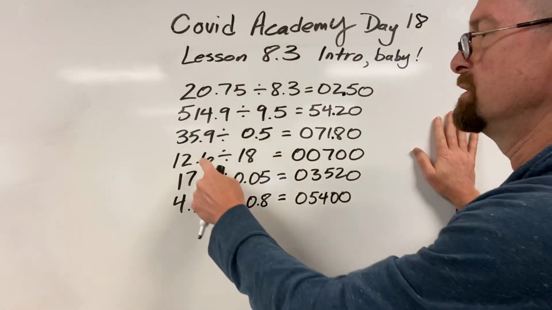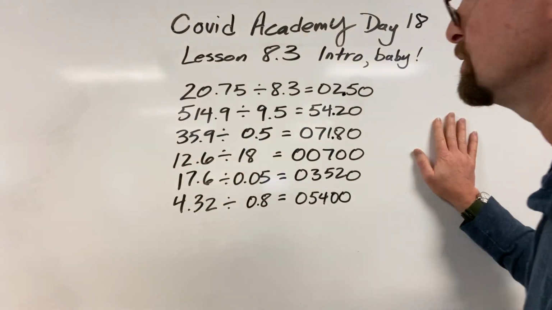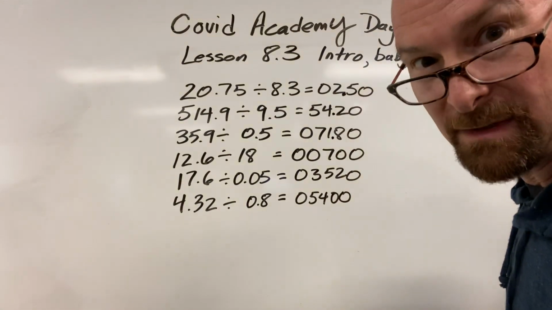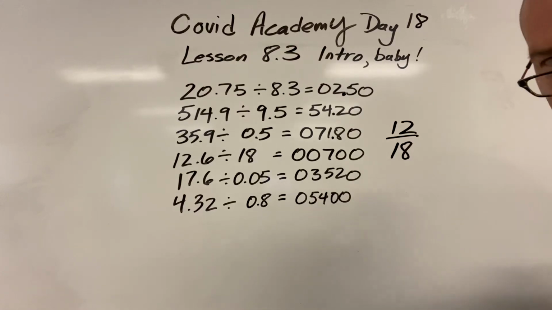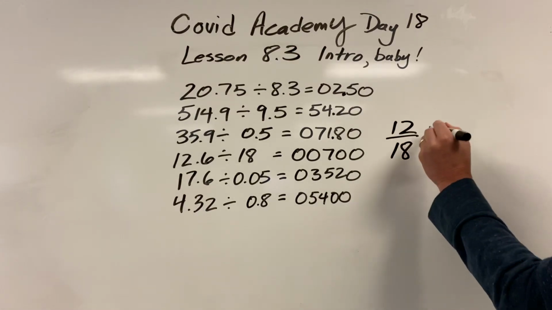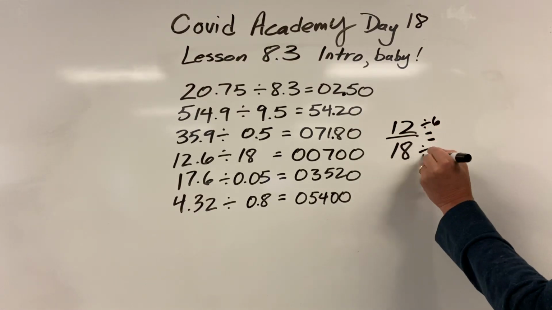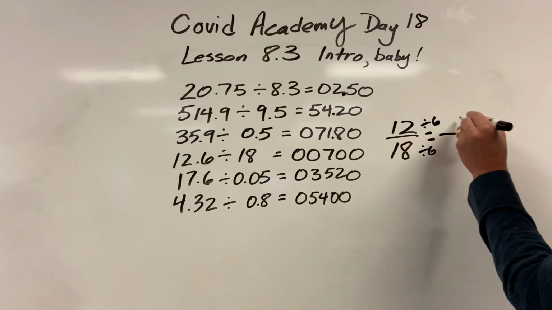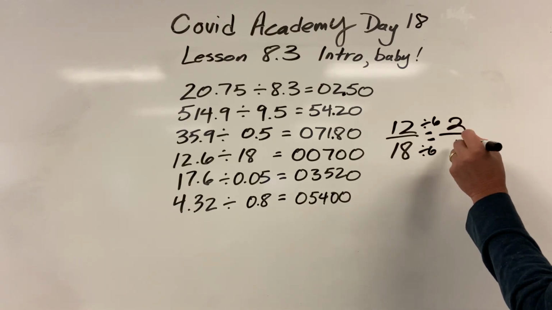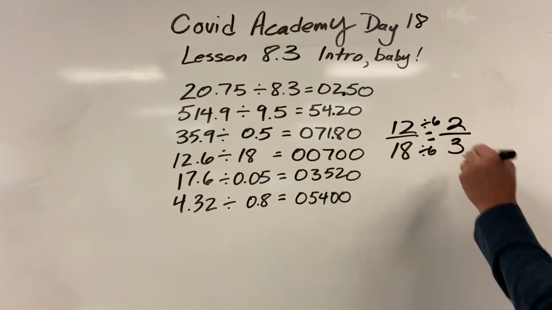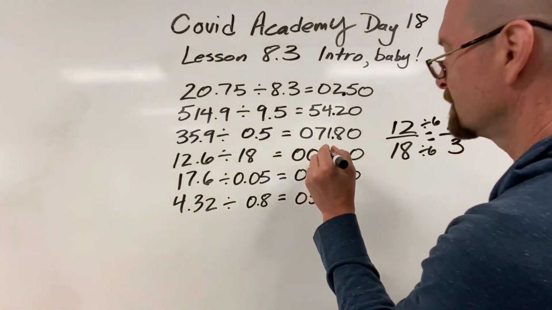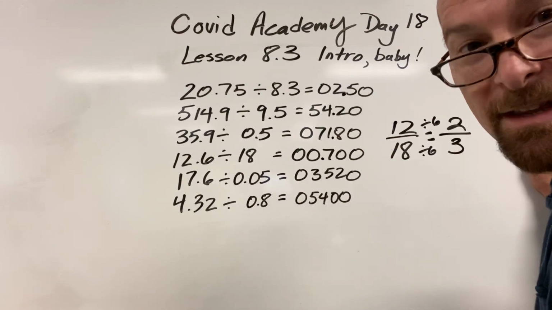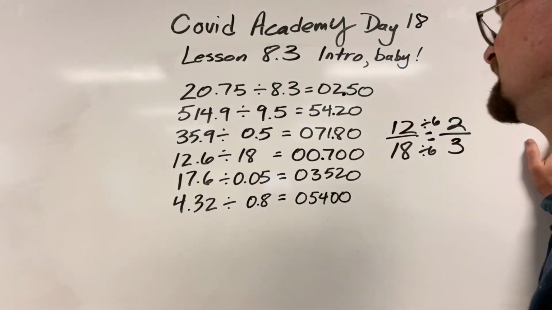Let's do this one then. 12 divided by 18. Well, that one's not easy, but I'm going to think like a fraction, 12 eighteenths. And if I reduce that by dividing each one by 6, I get a very nice fraction, 2/3. 2/3 is 0.666, so boom. There it is. All right, moving on.